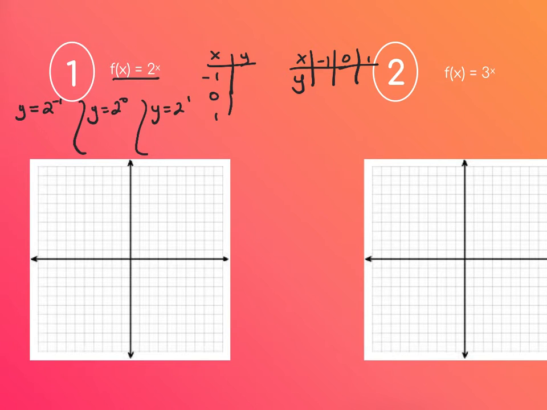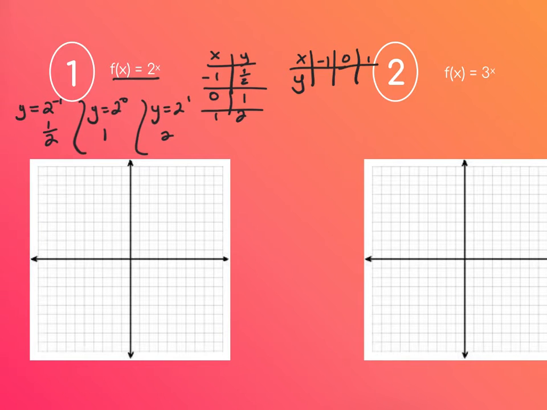So what does the negative exponent do to that 2? Good. Moves it into the denominator so it becomes a fraction. So when x is negative 1, y is a half. What is 2 to the 0? 1. Anything raised to the 0 power is 1. And what is 2 to the first? 2.